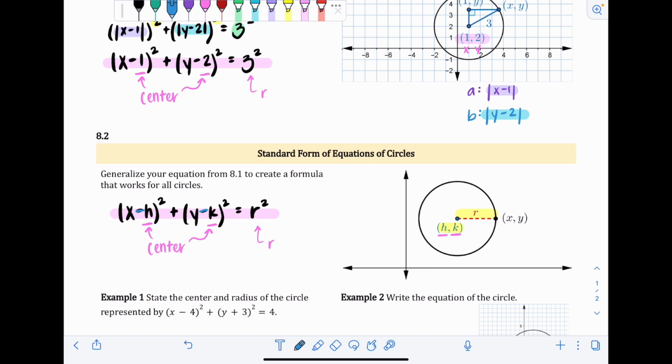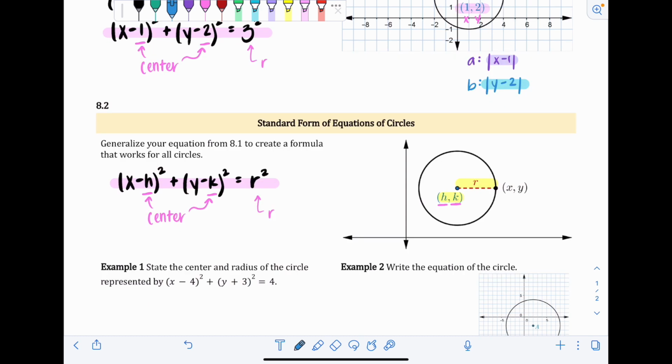And if you ever look at an equation and have to identify the radius from it or the center from it, you're going to have to almost switch what h and k look like, and that'll make more sense after a few examples. Okay, so this formula is really important. This is the formula we're going to use to write the equation of any circle.